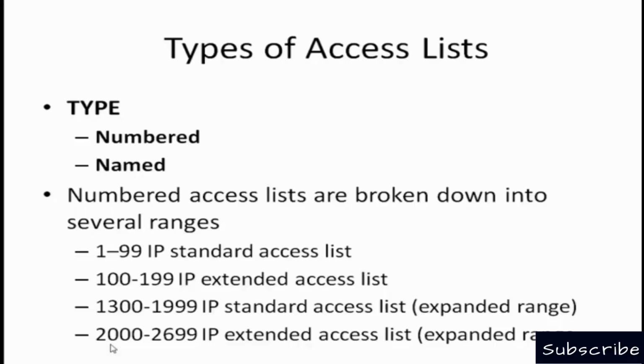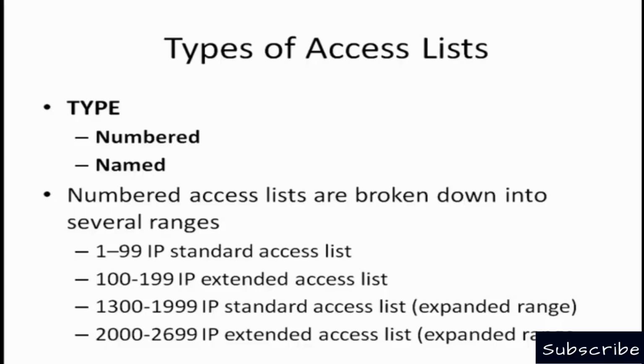Access lists have two types: numbered access lists and named access lists. The numbered access lists are broken down again into two: extended access lists and standard access lists. Named access lists are also divided into two: standard and extended access lists.